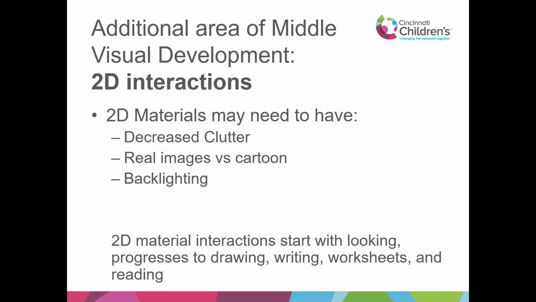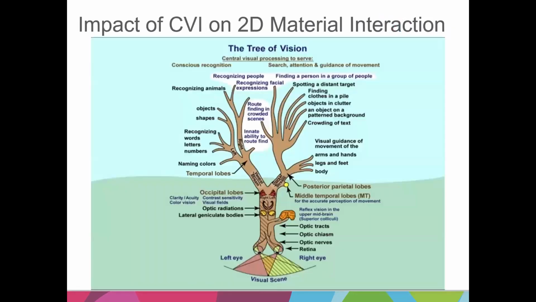So with 2D material interactions, we're going to start with just building that looking and that focus. And then we're going to progress those skills to actually using more of those visual motor skills. So we can draw pictures, write letters, complete worksheets and read, or even look at books and point out pictures in a book. So we really want to support making the looking aspect of it easier. And these are just some quick considerations that we'll go through.